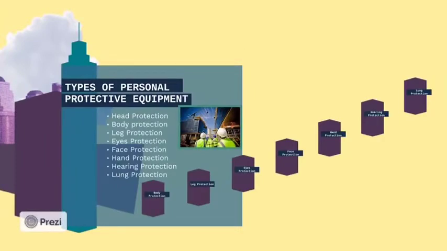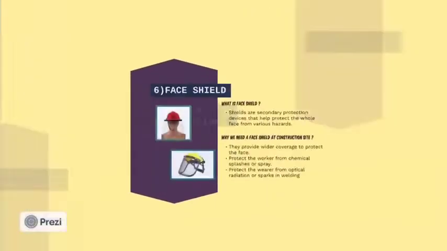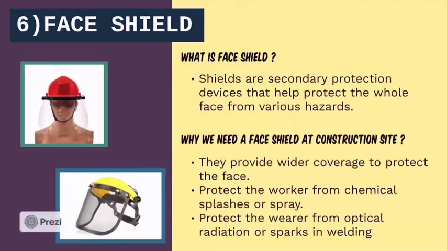Next, we move to the face protection. The common type of PPE is the face shield. What is a face shield? Face shields are secondary protection devices that help protect the whole face from various hazards. Why do we need a face shield at a construction site? They provide wider coverage to protect the face, protect the worker from chemical splashes or spray, and protect the wearer from optical radiation or sparks in welding.